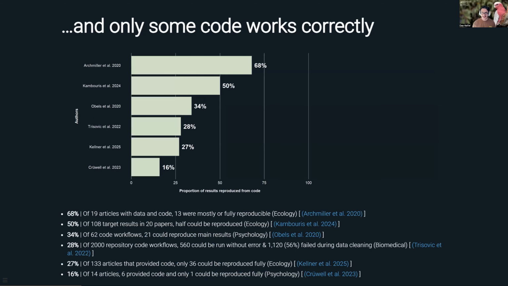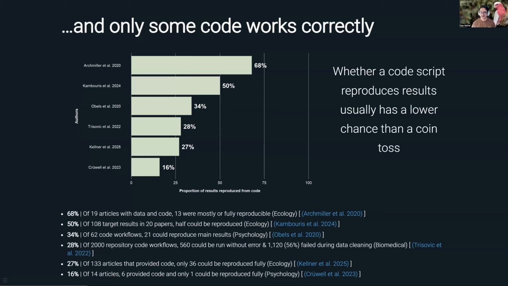But even when there is code, often it doesn't really work correctly anyway. So I've collected a lot of different studies. It's not just ecology, this is psychology, biomed, where they did have the data and the code, and they tried to rerun the results again. And you'll see that things are generally hovering around 50% or less on whether they could actually reproduce the main results of a study. And what that means is that whether a code script reproduces results usually has a lower chance than a coin toss. I'd like to know where Arch Miller was looking that top result. Hopefully things are tracking that way, but that just doesn't seem to be the case at the moment.